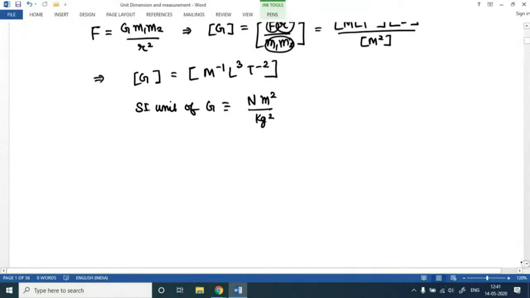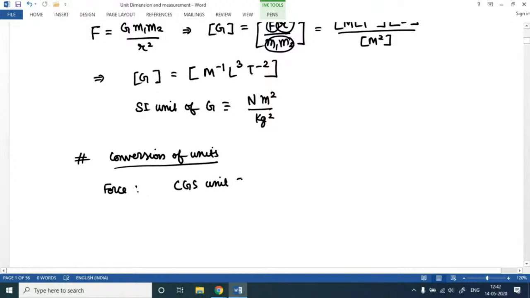Also, let's talk about one very simple thing, for example, conversion of units. When we talk about force, one simple example, its CGS unit is dyne, and its SI unit is Newton, and we wish to find out 1 Newton is equal to how many dynes. So what do we have to do for this?